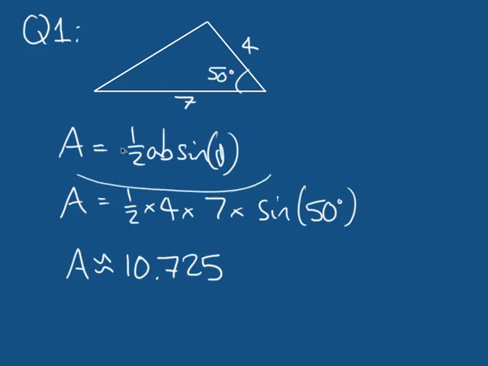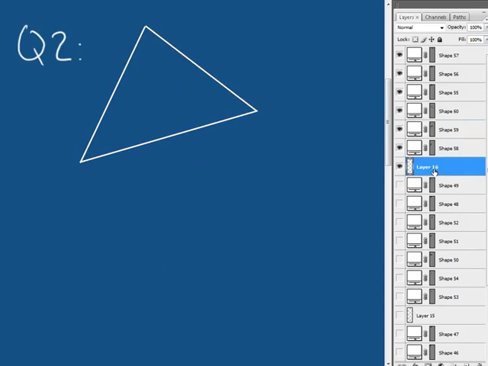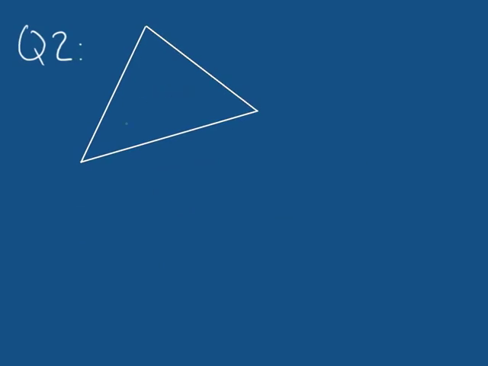Fantastic. So I do want to set just one last question to test your knowledge of this equation. So question 2. And again, I'd like you to find the area of the following triangle. So here's a triangle. Fantastic. And we do know some of the information of this triangle. We know that this edge is 5 units long. We know this edge is 6 units long. This angle is 55 degrees, and this angle is 82 degrees.